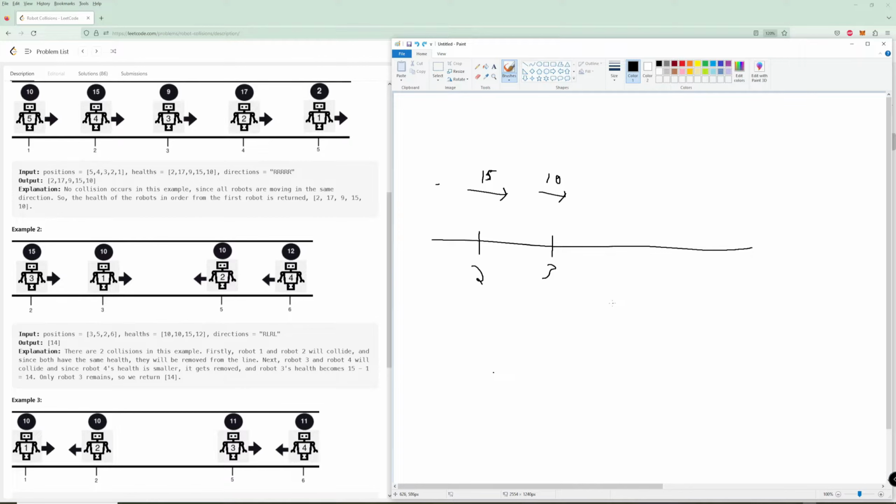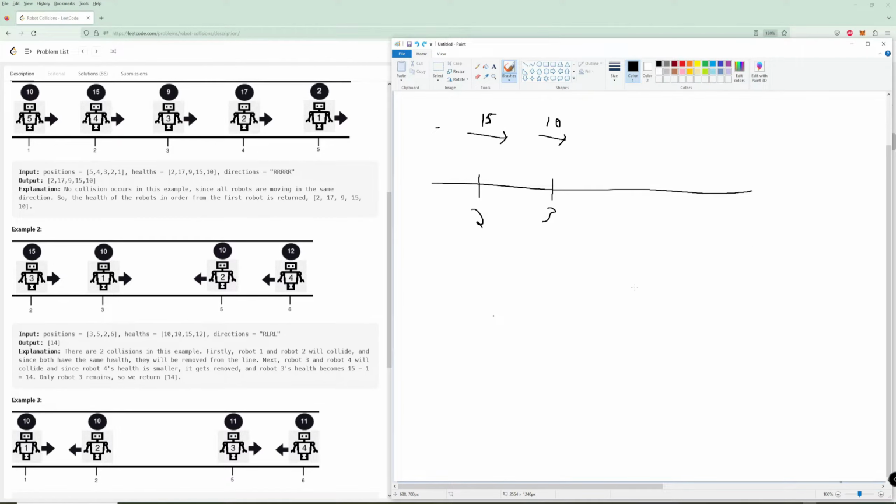So let's go over how you can have a collision. If you have a robot going left and a robot going right, you're never going to have a collision with that, right? So this is left, right. This can never make a collision because they're going the other way. If they're going in the same direction, you can also never have a collision, right? So if you're going this way or this way.